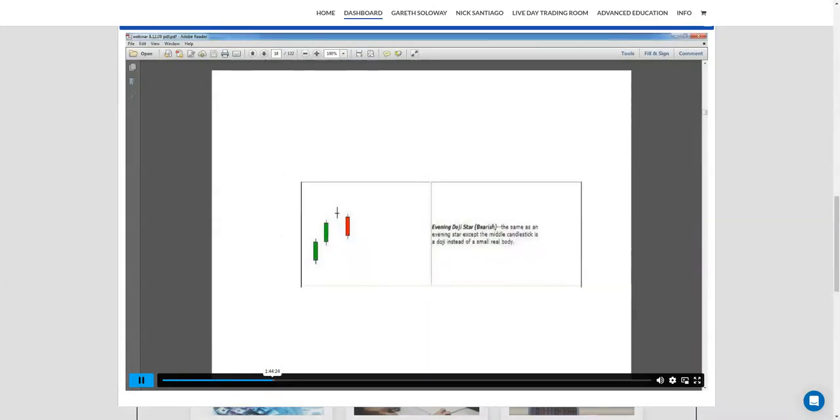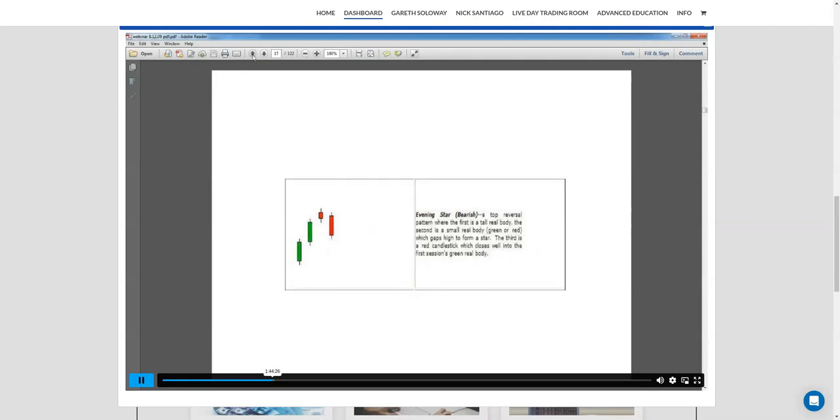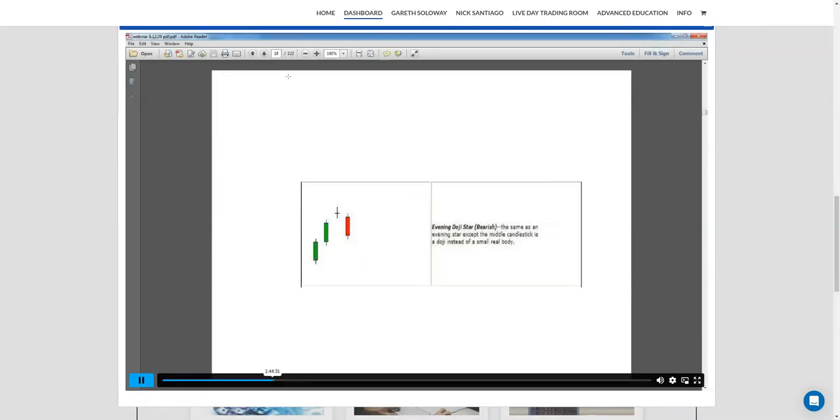Here we have evening doji star. Is there any difference between evening star and evening doji star?